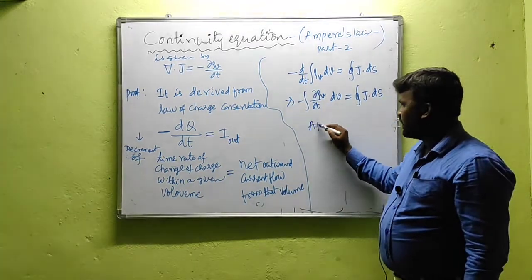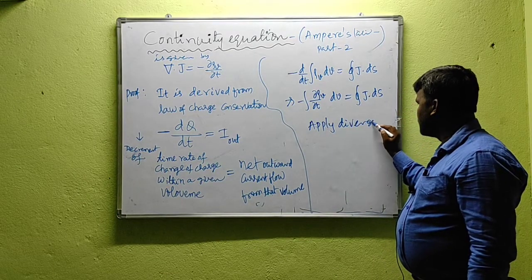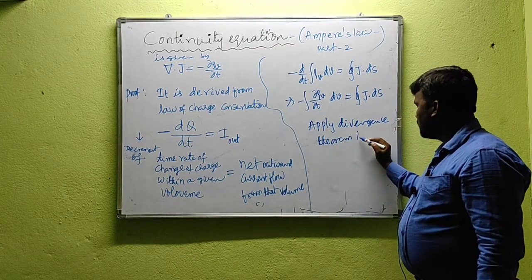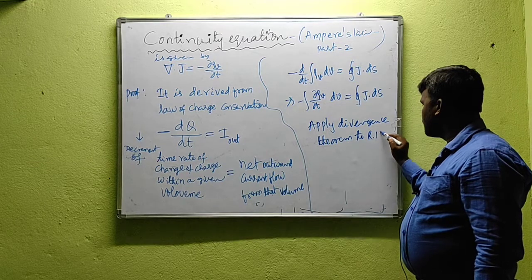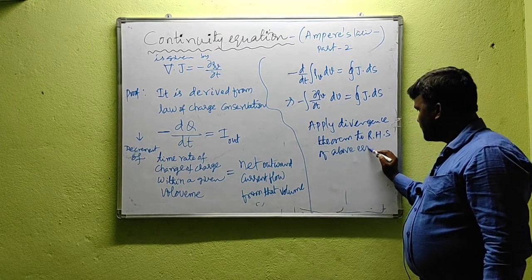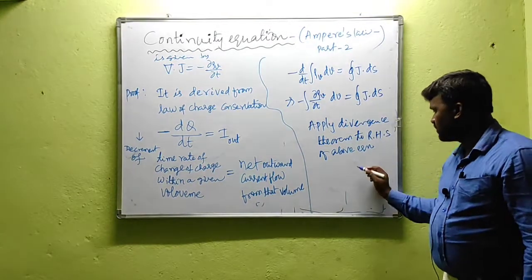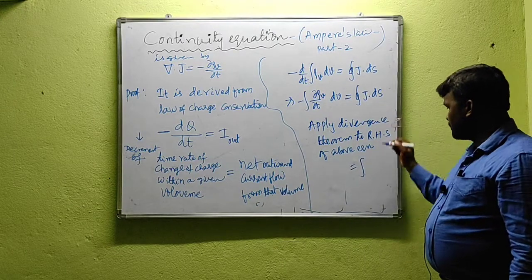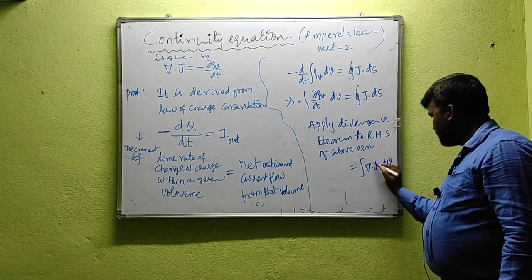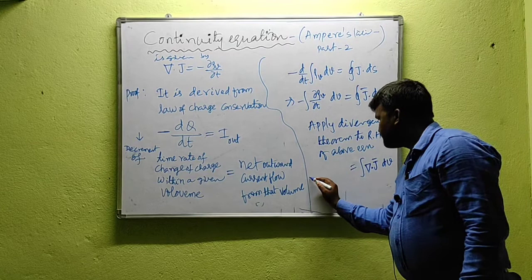Apply the divergence theorem on the RHS of the above equation. So what is the divergence theorem? The divergence theorem is used to convert a closed surface integral into a volume integral, and the vector becomes the divergence of that vector, that is, del dot J bar.